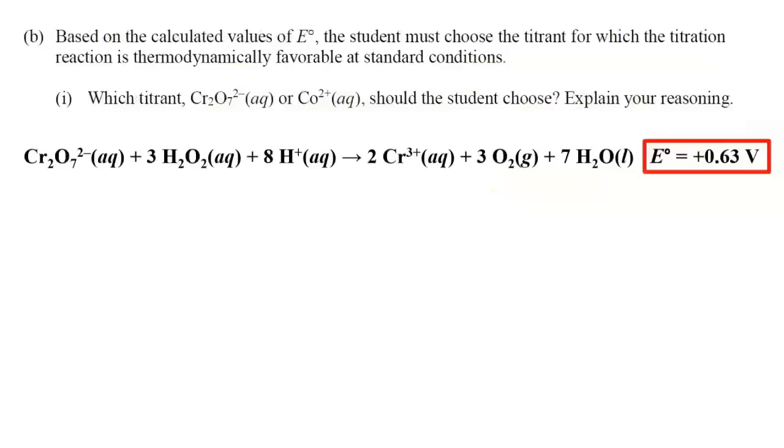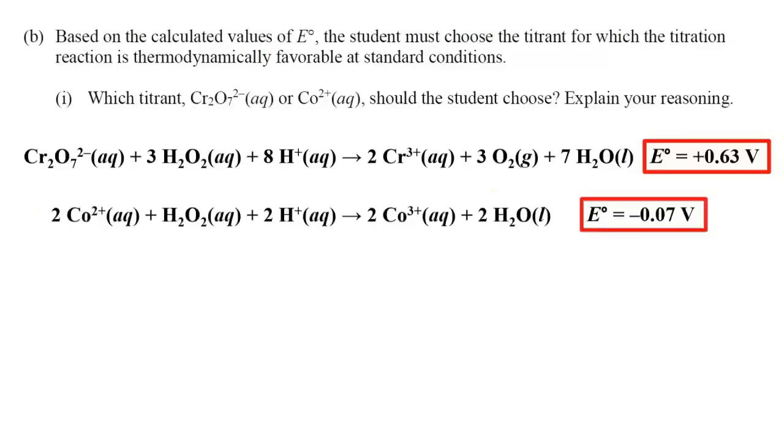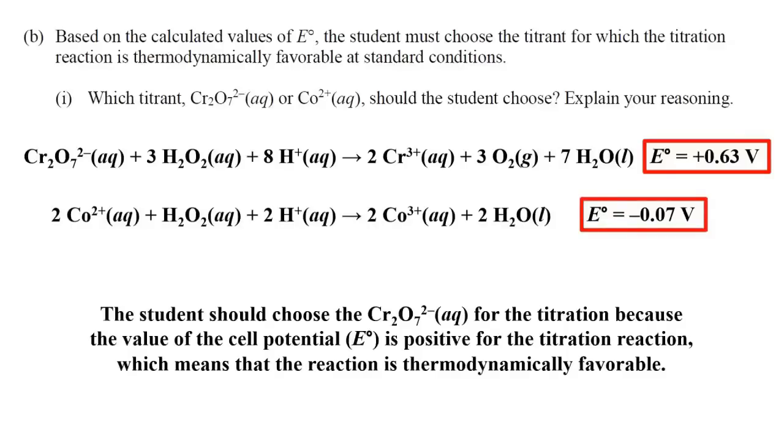So as far as which titrant, the dichromate ion or the cobalt 2 plus ion, the student should choose, it's going to be the reaction that has a positive cell potential. So the student should choose the dichromate ion for the titration, because based on our answers to Part A, the value of the cell potential is positive for that titration reaction, and that means that the reaction is thermodynamically favorable. They should not choose the cobalt because the cell potential is negative, and that reaction would be thermodynamically unfavorable. So dichromate is the answer, positive cell potential, thermodynamically favorable reaction.